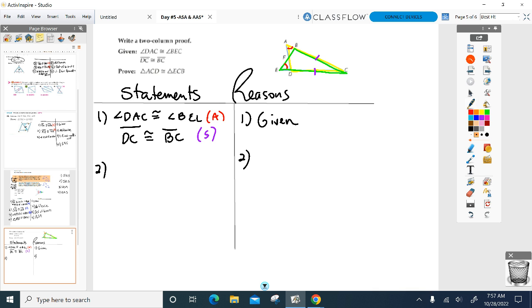And here's why this proof might be tough. Where's the third pair? That's what I want you and your group to look at. Where's the third pair in the diagram?